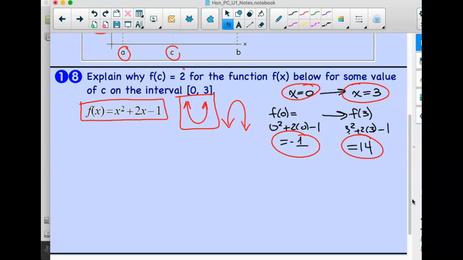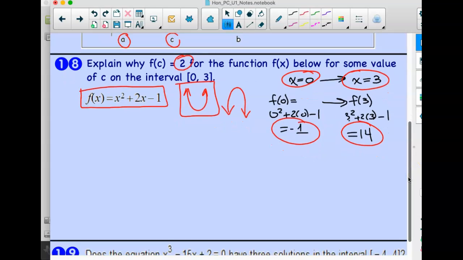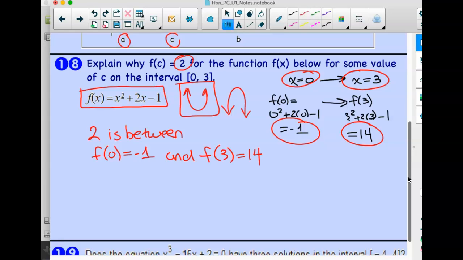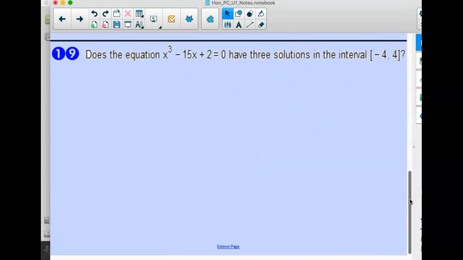Therefore, if f of c is 2, that means that's between -1 and 14, right? So therefore, there has to be a value, okay? 2 is between f of 0 and f of 3. So that means that 2 has to be in there, right? You can't get from -1 to 14 without going through the value 2, okay? All right, let's do this again.